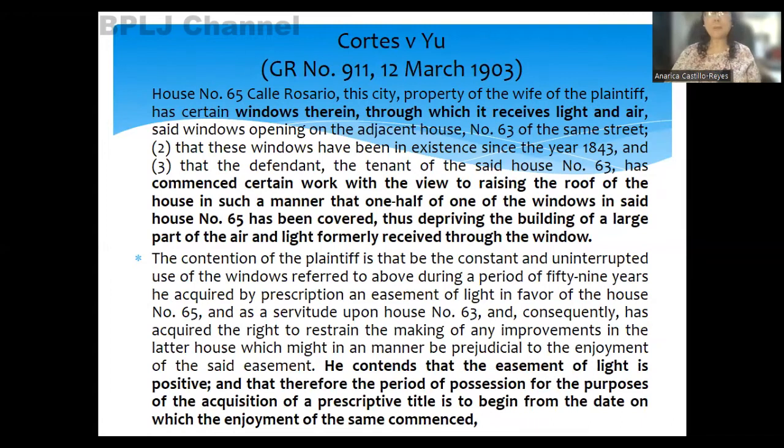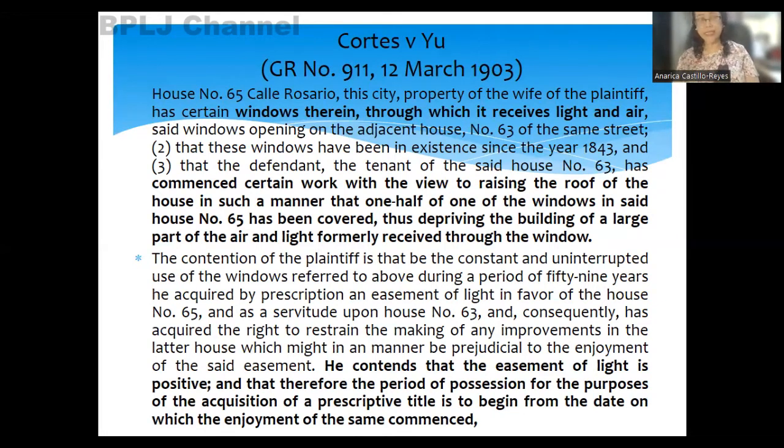So in this case, the property of the wife of the plaintiff has certain windows through which it receives light and air. Now, the adjoining property has commenced certain work with a view to raising the roof of the house in such a manner that one half of the windows in that said house has been covered, thus depriving the building of a large part of the air and light formerly received through the windows.